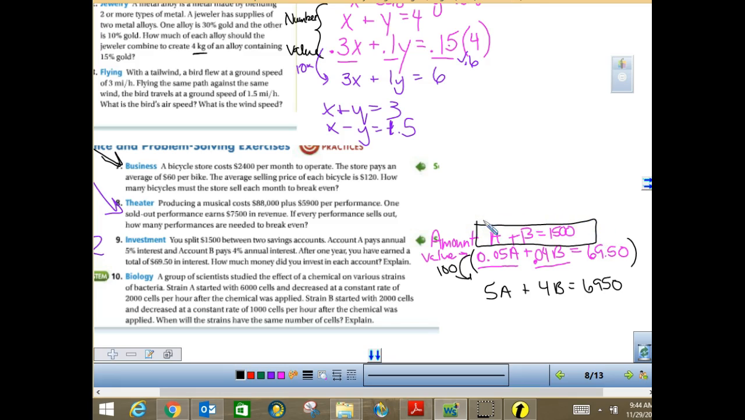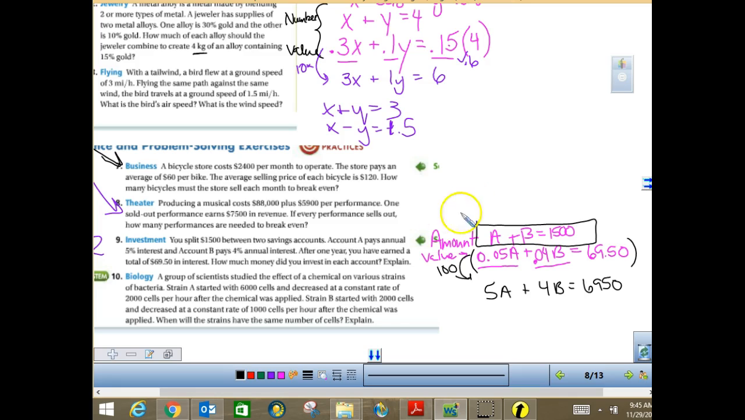So if I was looking at this one, Emmy, and I've just written it like this, which method would you use, substitution or elimination? Substitution. You'd still go substitution? Which variable would you solve for? Okay, so I've got A plus B equals 1,500 and 5A plus 4B equals 6,950. Anyone use elimination? Does elimination make sense for this one, kind of? What could you multiply the first equation by to eliminate? You could either multiply by -4 or -5, right?